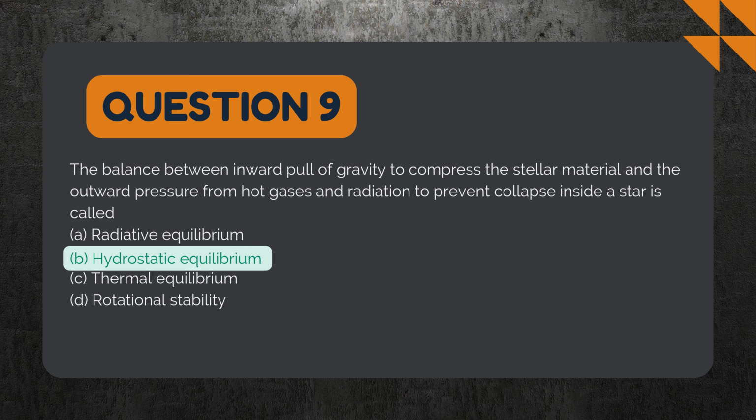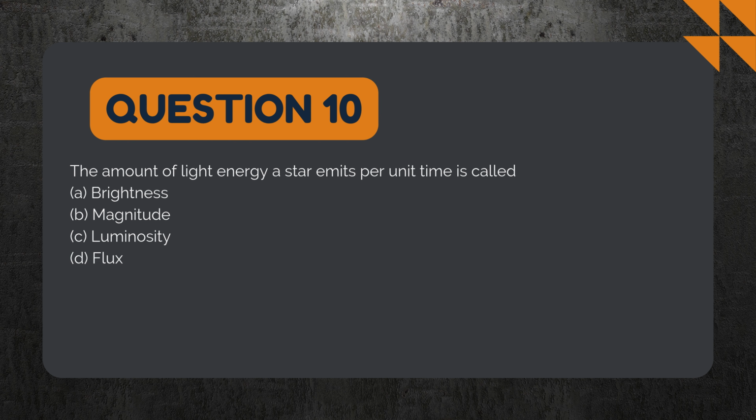Correct answer is B. Question 10. The amount of light energy a star emits per unit time is called A. Brightness, B. Magnitude, C. Luminosity, D. Flux.